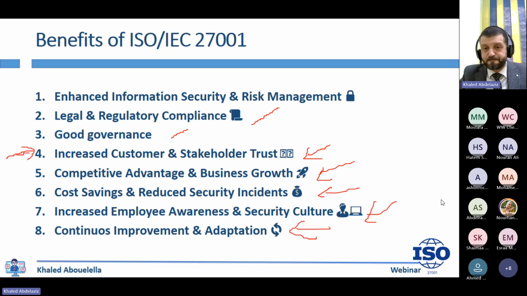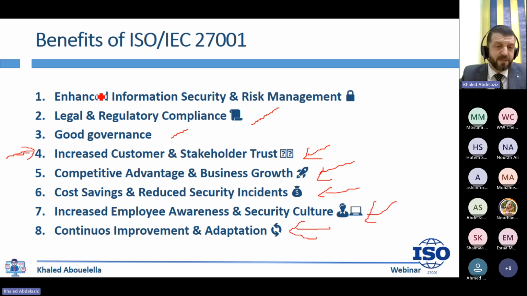Continuous improvement. Implementers or management or the organization need to know that security is not a one-time effort. It's not a one-time project that has a start date and an end date. No, there is regular improvement, regular audits and reviews and updates in your information security management system, which is required.